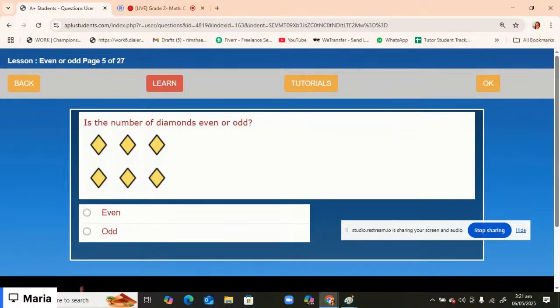Is the number of diamonds even or odd? Check it out. First two diamonds are here, that is in the form of pair. Then its next two diamonds, which is in the form of pair. Then next two diamonds, that is also in the form of pairs. So all diamonds are in form of pairs. So we can say that it's an even. And also when we count it, it's a six, and six is even number.